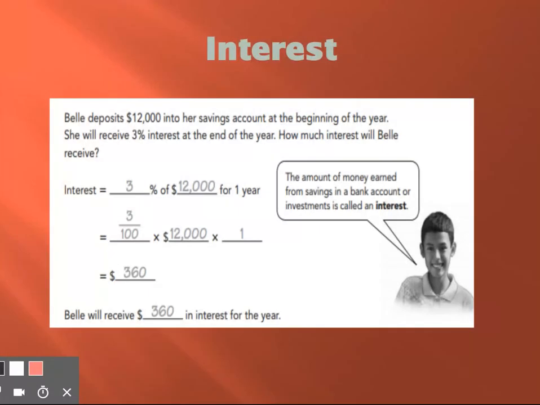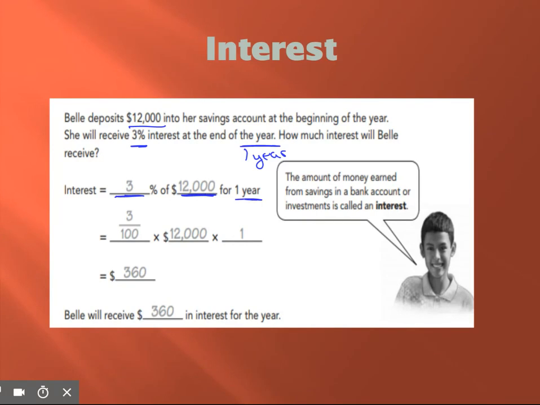So Belle deposits $12,000 into her savings account at the beginning of the year. She receives 3% interest at the end of the year. So that means 1 year. That's the time that we need to be aware of. So how much interest will Belle receive? So we are calculating 3% of $12,000 for 1 year.